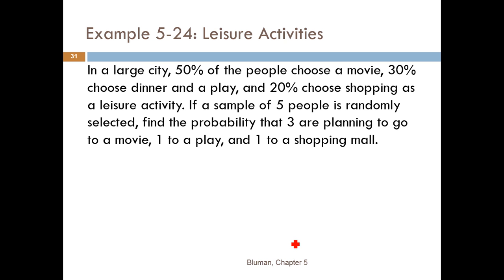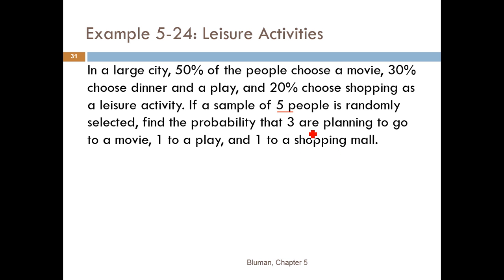So they may have done a survey and asked people, of these three things, which one do you prefer to go to? Yes, there are tons of other things. You could think of sporting events, concerts, all kinds of things like that. But in this example, they only gave them three choices. So we have 100% of the people, 50, 30, and 20. That adds up to 100%. If we randomly picked 5 people, what's the probability that 3 of them plan to go to a movie, 1 of them plans to go to a play, and 1 of them plans on going to a shopping mall?